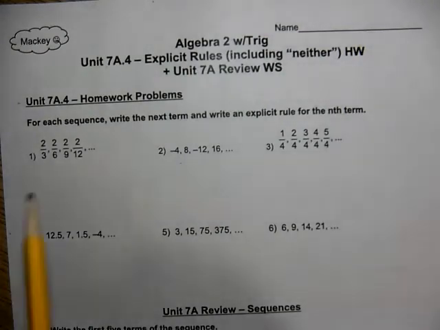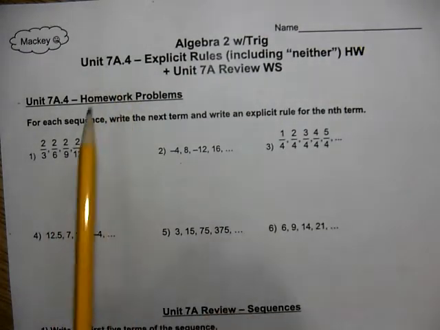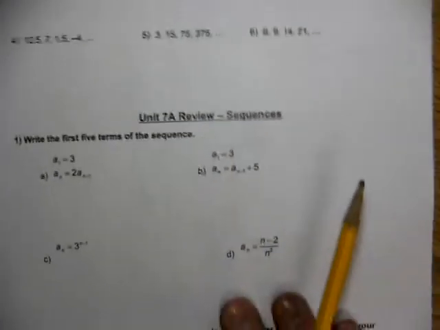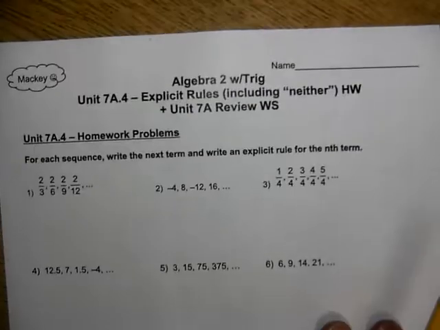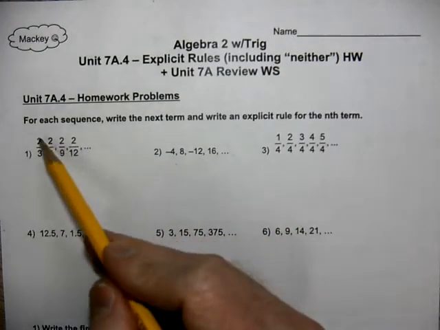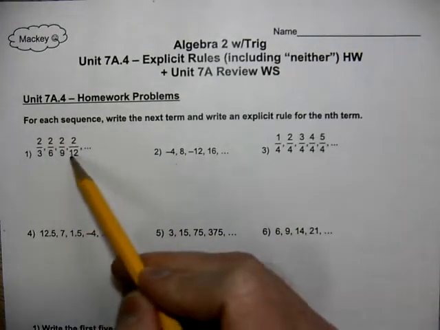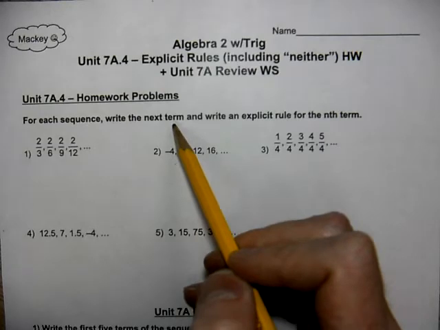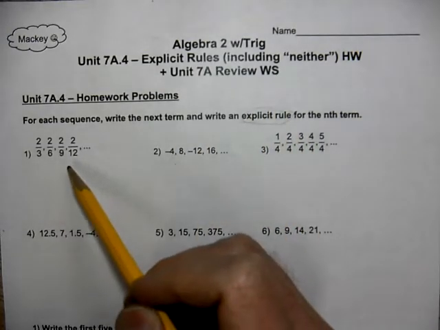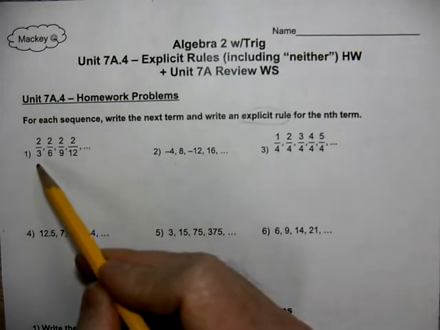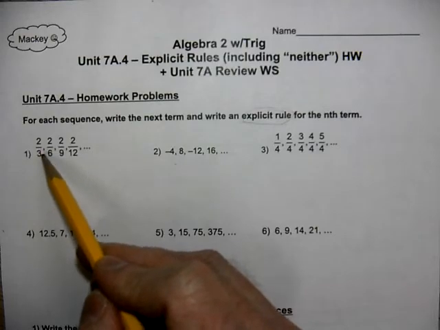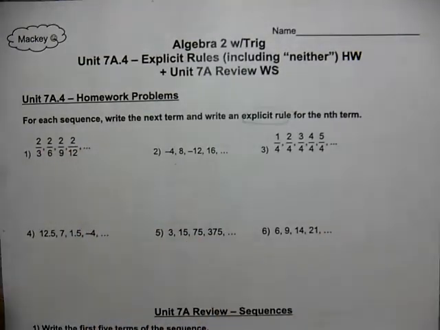This is Algebra 2 with Trig, 7A.4 worksheet, and also the 7A review sheet. So what we're looking for is, for the sequence, we're going to write the next term and write an explicit rule for the sequence. So we can look here and we're trying to figure out what the pattern is. There's different ways that we can identify.